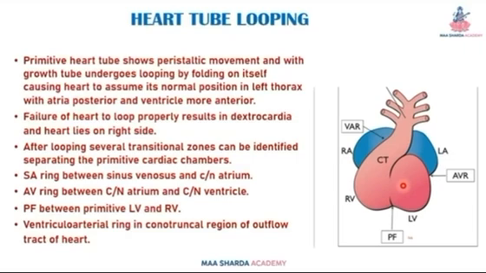After looping, several transitional zones can be identified, separating the primitive cardiac channels: the sinoatrial link between sinus venosus and common atrium, the AV link between common atrium and common ventricle, the primary fold between primitive left ventricle and right ventricle, and the ventriculo-arterial link in the conotruncal region of the outflow tract of the heart.